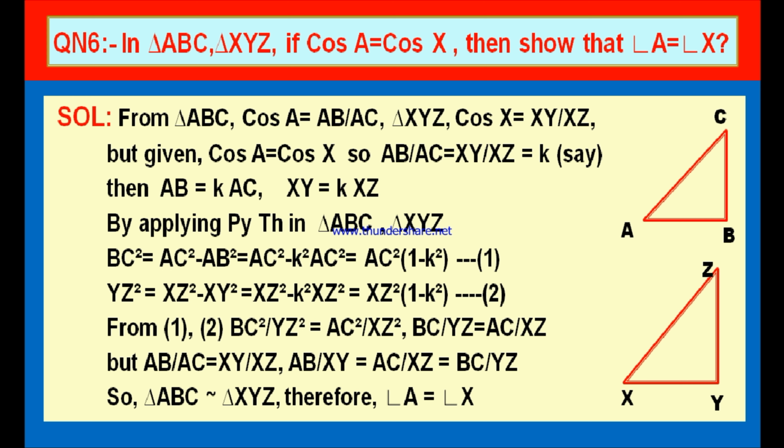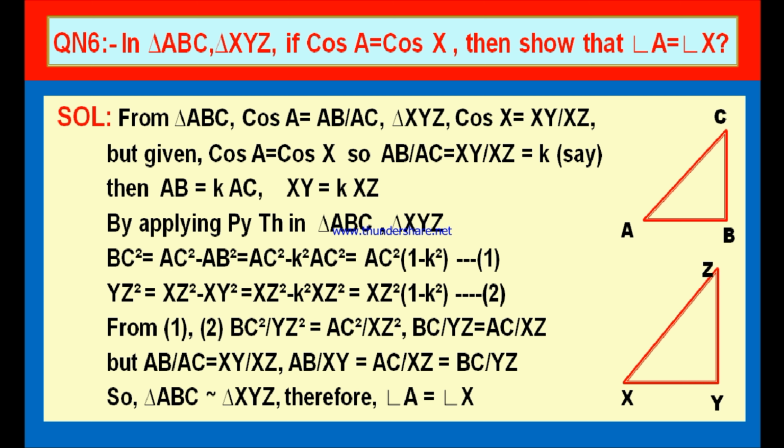If two triangles are similar, then their corresponding angles are equal. The corresponding angle to angle A in the second triangle is angle X. Therefore, angle A is equal to angle X. So we proved this result. But it may look somewhat confusing. Please repeat or replay this video and try to understand question number 6 properly.